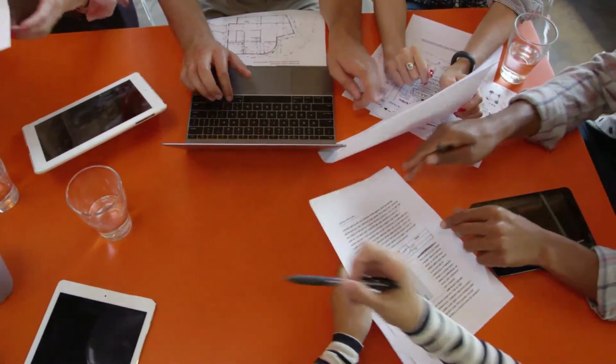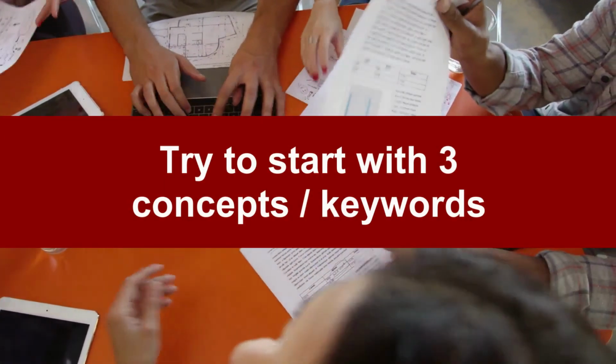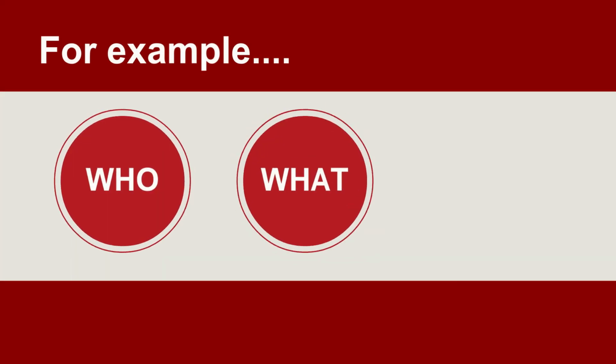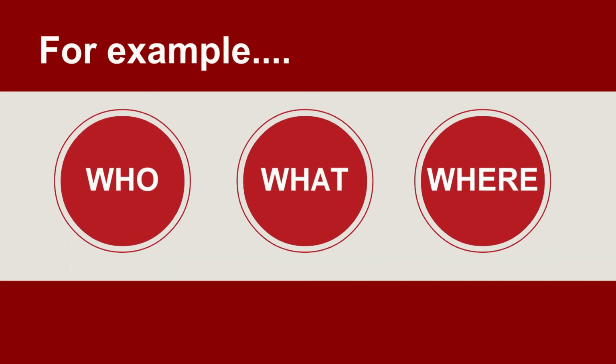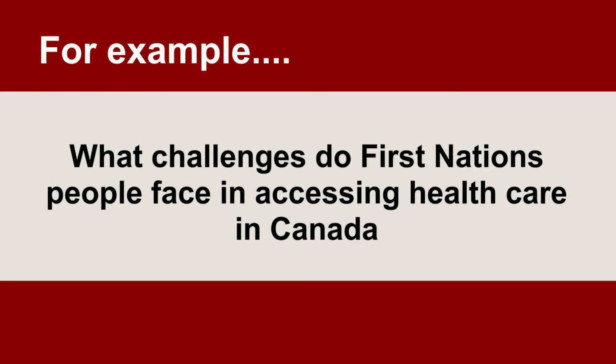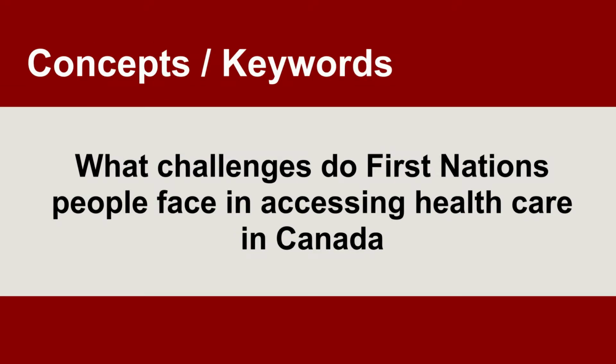Once you have an idea of what you'd like to know, pick 3 concepts to get started. For example, we can combine the who, what, and where questions to get the topic, what challenges do First Nations people face in accessing healthcare in Canada? The questions we asked earlier become the concepts we want to explore. We know this topic impacts First Nations people, healthcare, and that we want to look at Canada specifically. The concepts in red become the keywords we'll use to search through the library.